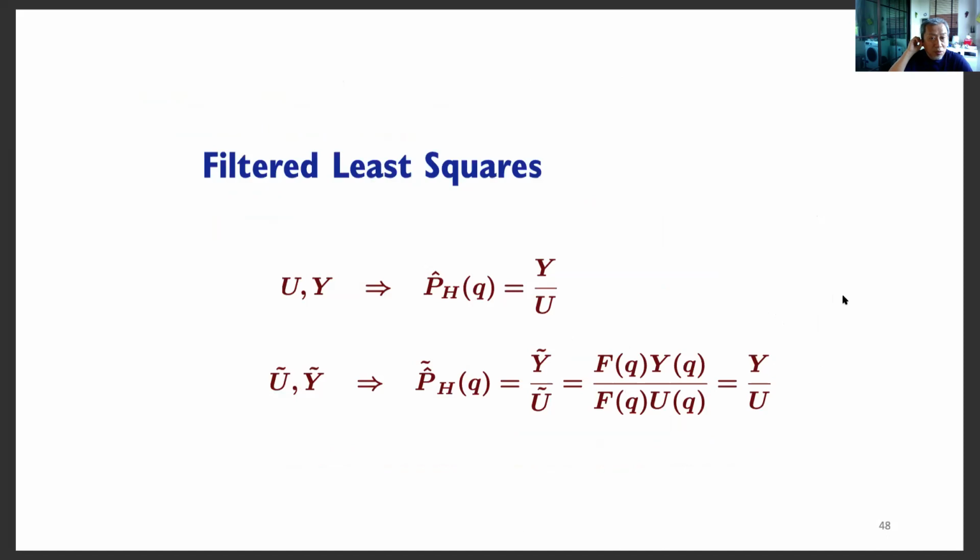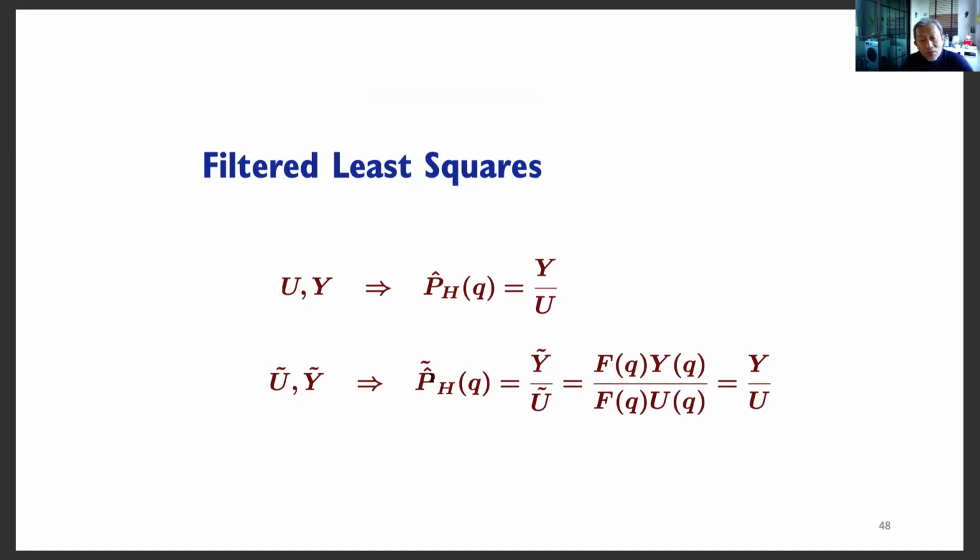So that's why we introduce a filtered least square at the input. If you have input data U and output data Y, the transfer function model will become Y over U. And then if we want to apply the filter, we just put a tilde symbol on top of U and Y. That is the sense of filter.